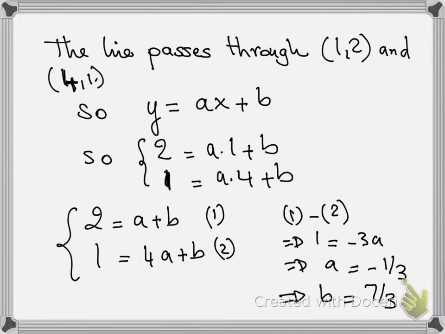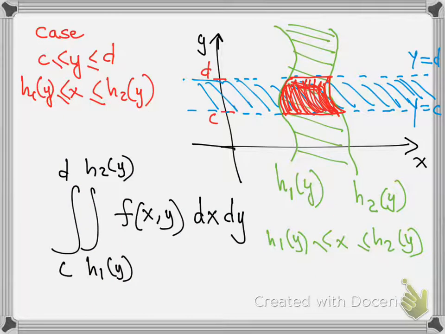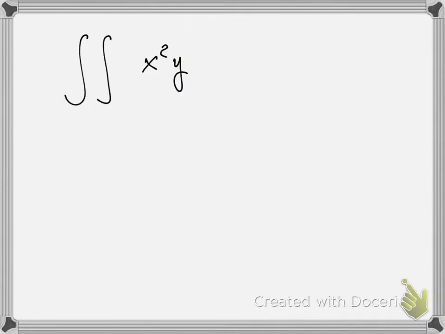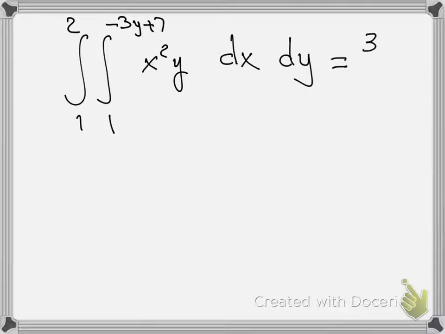So we are in which case? We are in this case here. y is between constants and x between functions. So if x is between functions, then we integrate first with respect to x. So here we need to integrate first with respect to x. So here's dx dy, x between 1 and negative 3y plus 7, and y between, of course, 1 and 2. Okay. And then you can compute the integral, and of course, you get the same answer.